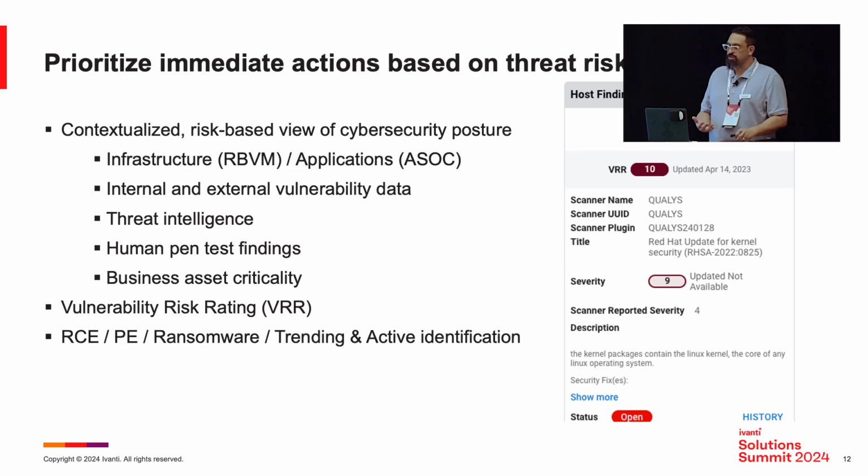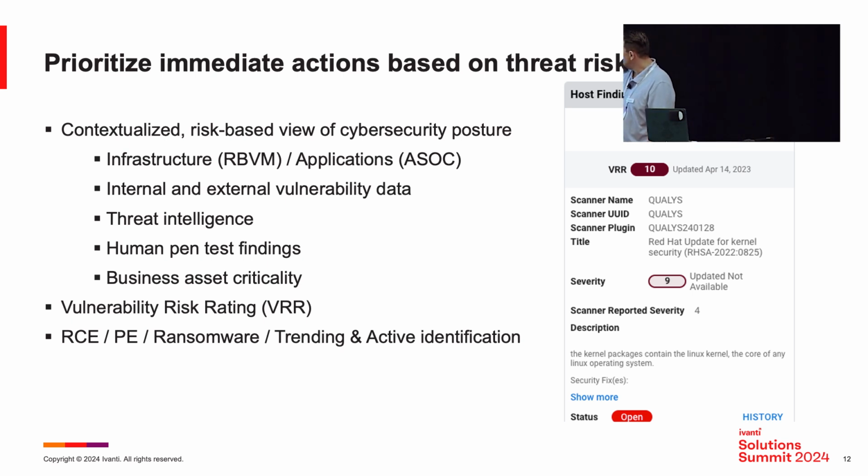So the solution as a whole, right? Prioritize immediate actions based on threat risk. What we're going to be able to do is take that finding, give you some contextualization around it, and show you the risk-based view and the posture of that. Here we can see, for instance, this is a Qualys finding. We get that plugin ID, the title, and the severity. We see what the scanner even reported as the severity. We can see how low it put it in, as a 4, but we're bringing that all the way up to a 9.